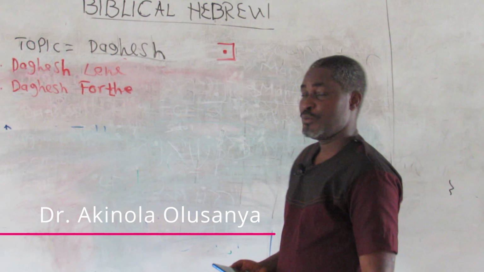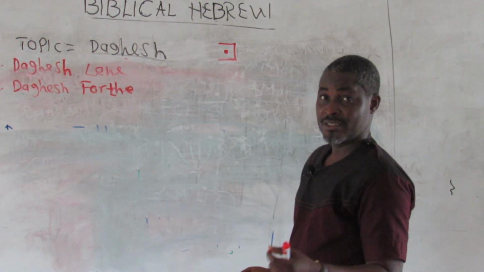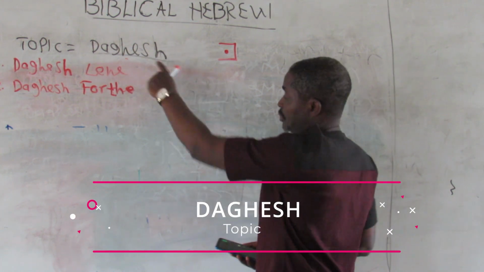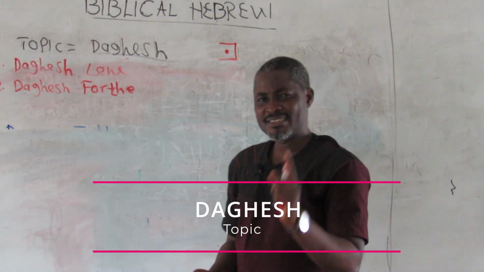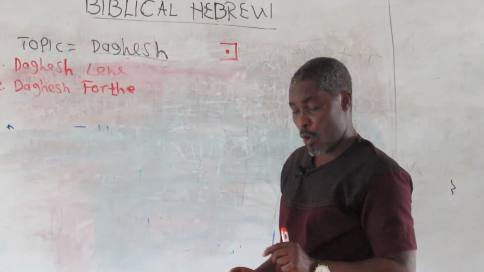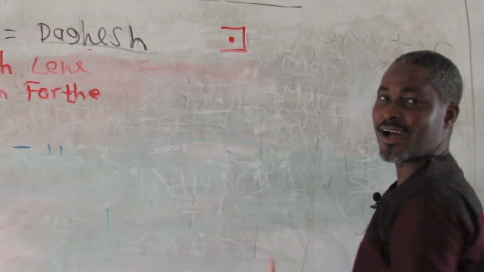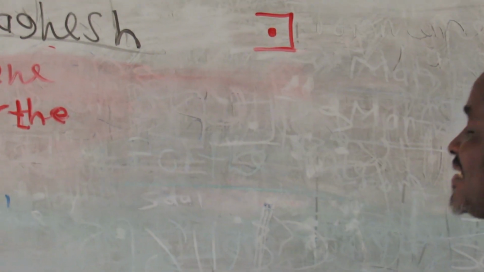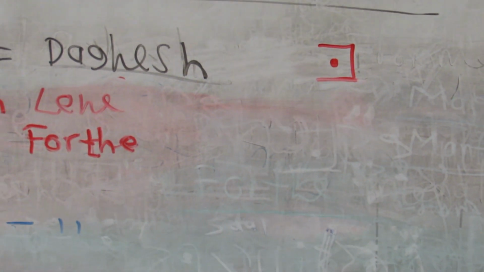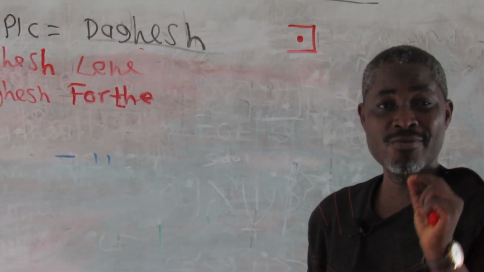Now, the topic we are going to examine today, because I want us to continue from where we stopped, the topic is called Dagesh. What is a Dagesh? A Dagesh means piercing or a dot in the heart of a letter. And this is applicable to any Hebrew letter, except guttural letters and resh.